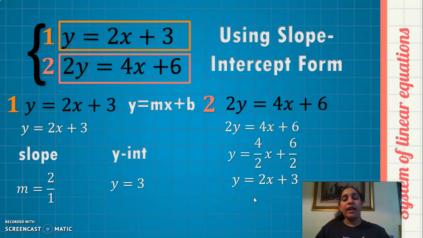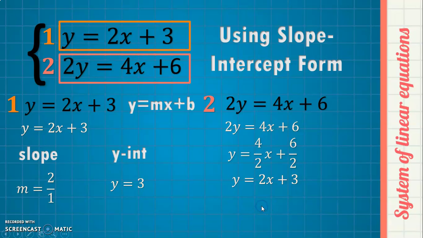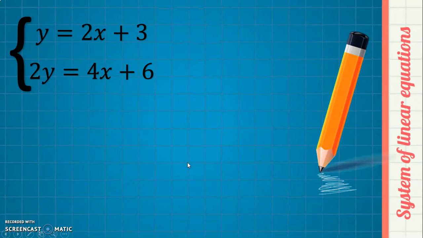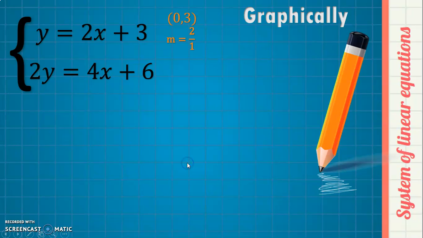Okay, now that I defined this, I have my slope-intercept form. I'm going to define which one is my slope and which one is my y-intercept. My slope is the number next to the x, which in this case is 2. And my y-intercept is the 3, the number I have alone here. So now that I defined this, I'm going to make my graph for this, and I need to solve it graphically.